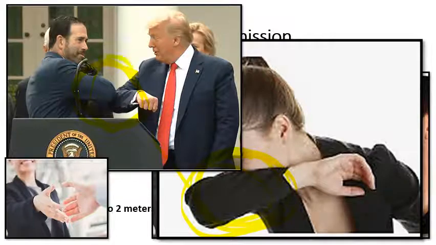So if you bump elbows with somebody, you stand a better chance of transmitting the droplets that are on their elbow over to your elbow, and then the next time you sneeze into your elbow, you're going to pick them up. Right? So I don't recommend that. I wouldn't recommend elbow bumping as an alternative to handshaking.